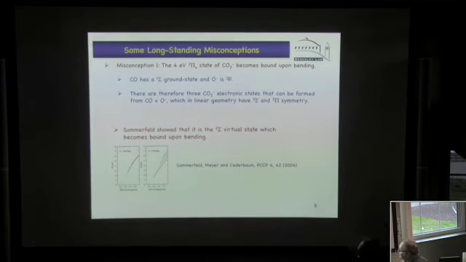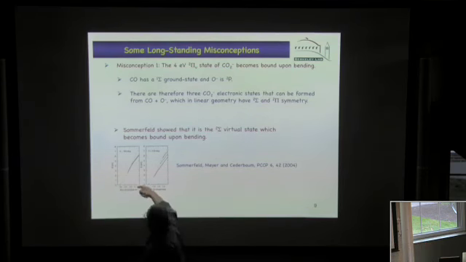Okay. Well, in 2004, Thomas Sommerfeld, who was at the time a graduate student of Lawrence Cederbaum's, pointed out that it was not, in fact, the doublet pi u state of CO2 minus that becomes bound upon bending, but it was, in fact, this doublet sigma state. And here you can see cuts through this surface.